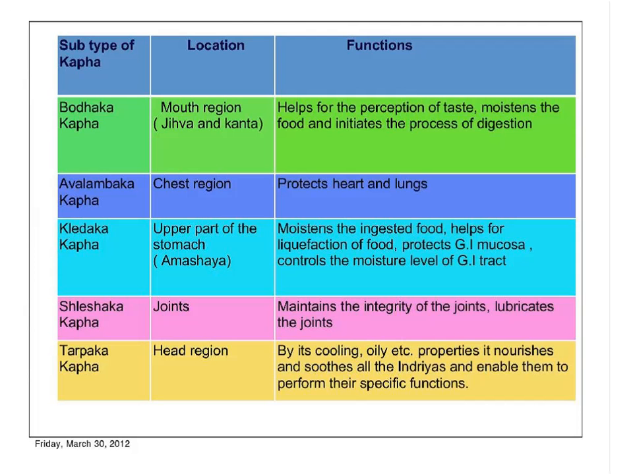So this table tells the subtypes of Kapha. The second column tells about their location and the third column tells about the functions of the subtypes of Kapha. The first one is the Bodhaka Kapha. It resides in the mouth region. So classically they say it resides in the Jivha and Kantha, that is the tongue and the throat area, where mainly the saliva is secreted.